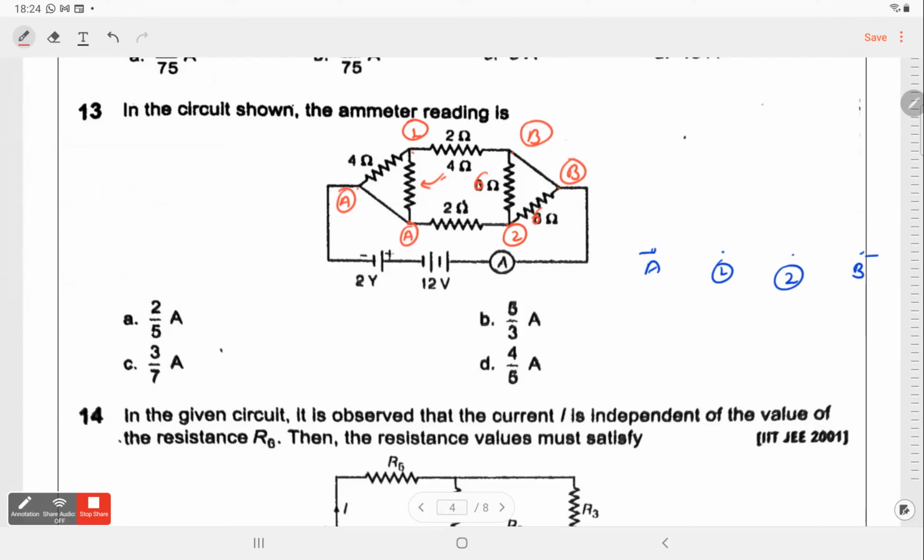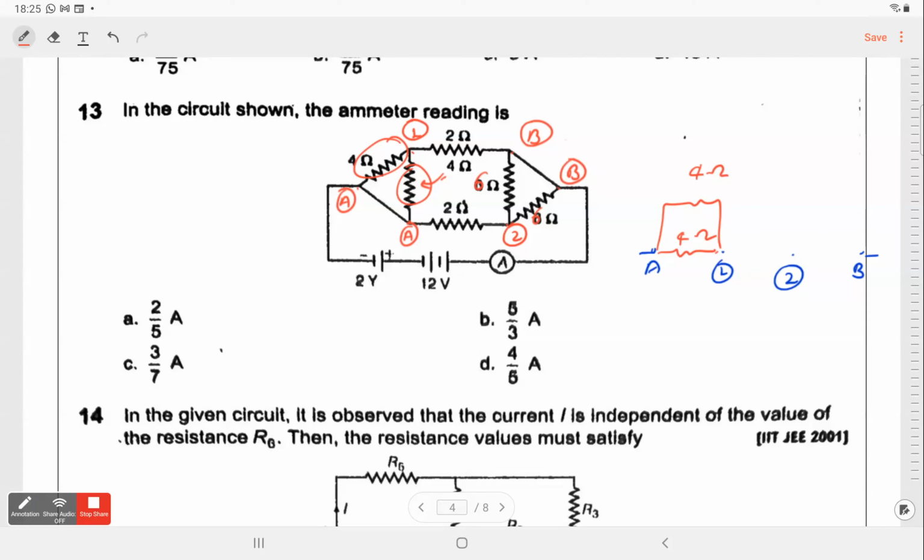A to 1, how many resistors and what are their values? A to 1, there are two 4 ohm resistors, 4 ohm and 4 ohm. 1 to 2, is there any resistance between 1 to 2? No, sir. Okay, no resistance between 1 to 2.